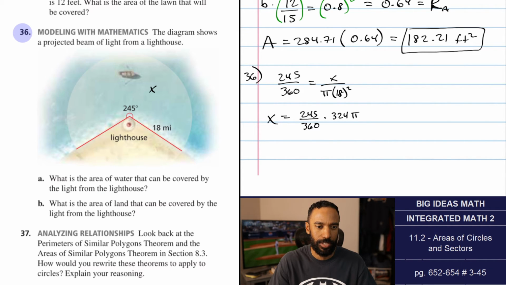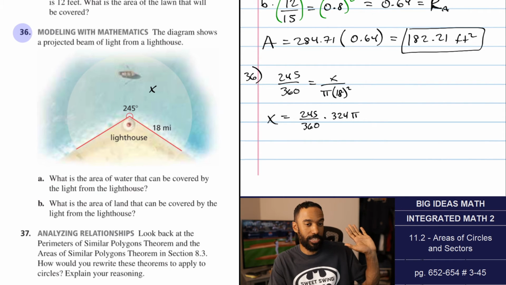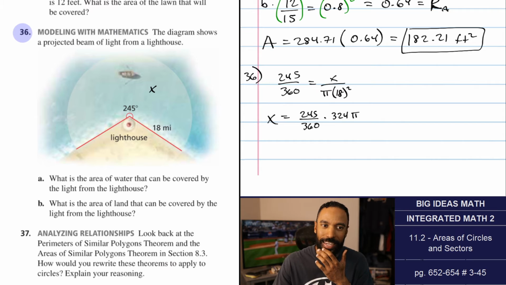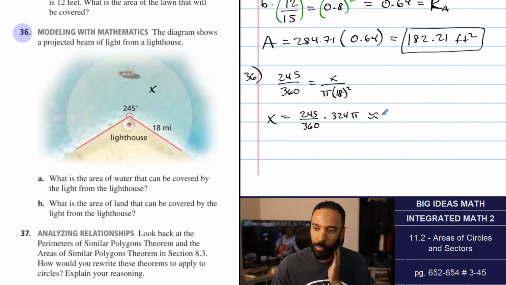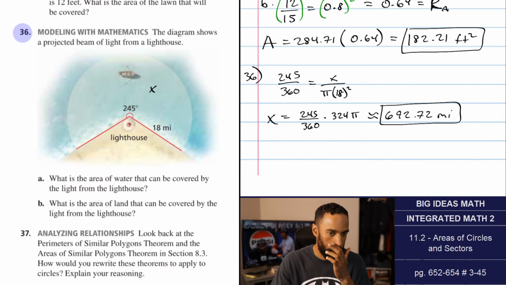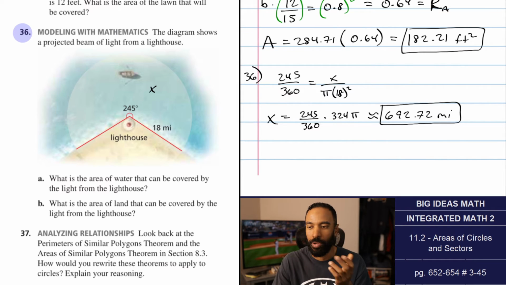245 out of 360. I don't want to be reducing fractions anymore. If they don't want exact answers, they don't need them. 692.72 rounded. 692.72 square miles. Oh, geez. Lighthouse is a stretch, man. Oh, I'm sorry, this is square miles, not just miles. So 18-mile radius. Still, that's pretty good.